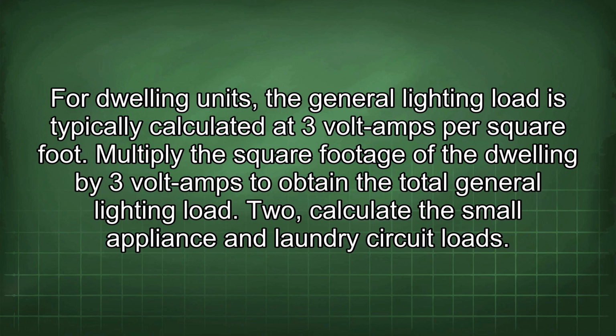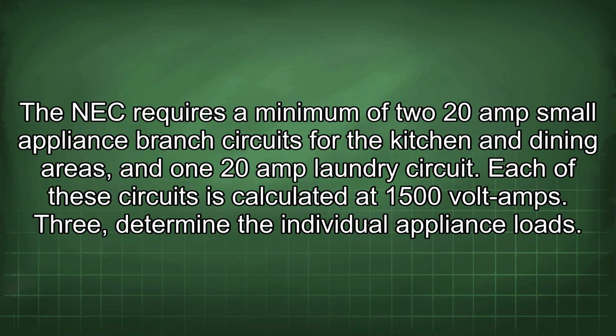2. Calculate the small appliance and laundry circuit loads. The NEC requires a minimum of two 20 amp small appliance branch circuits for the kitchen and dining areas, and a 20 amp laundry circuit. Each of these circuits is calculated at 1500 volt amps.